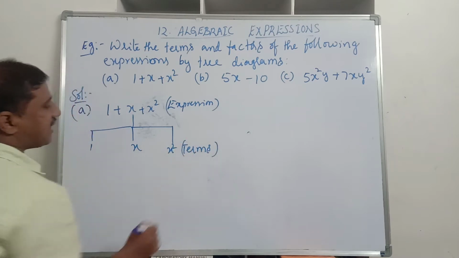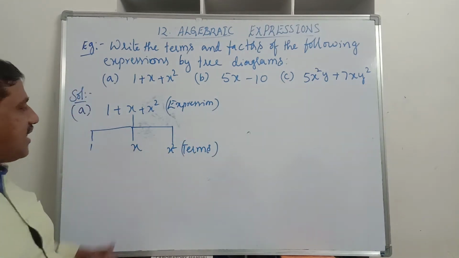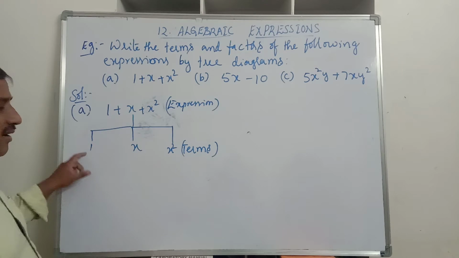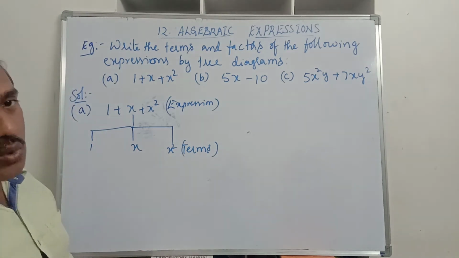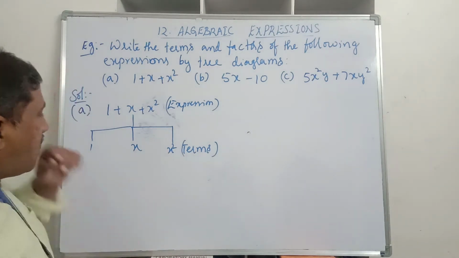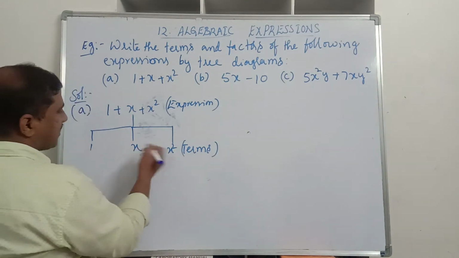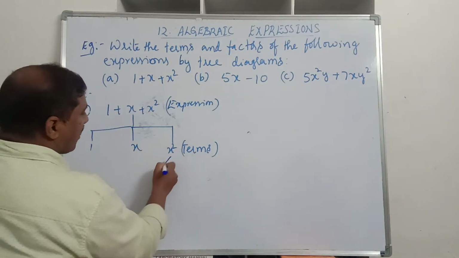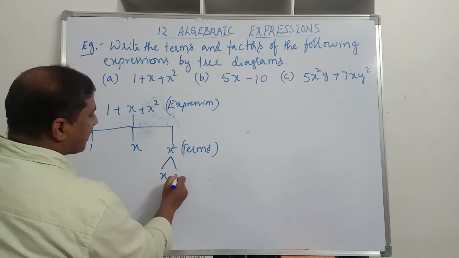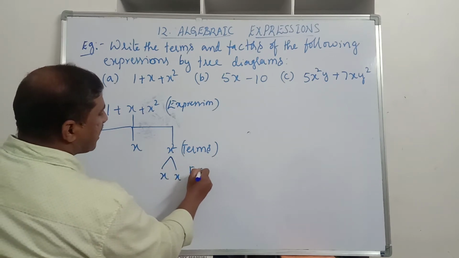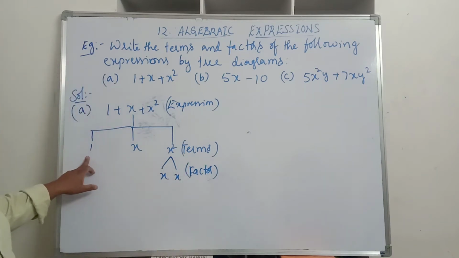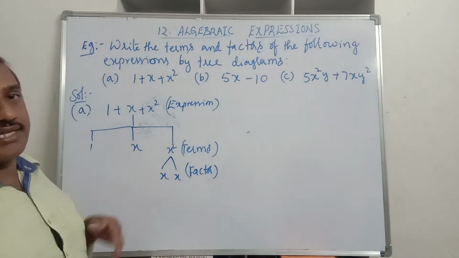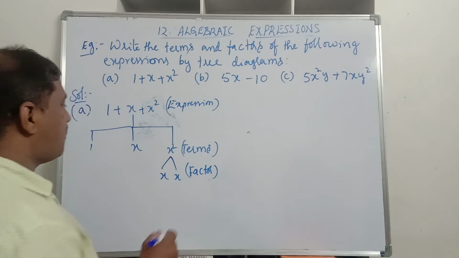Next we have to write factors for each term. For 1, only 1 is the factor, and for x it is 1 into x, or simply we write x as it is. For x square we have the factors x and x. So we will write these as factors. Here the factor for 1 is 1, and for x, x itself is the factor.